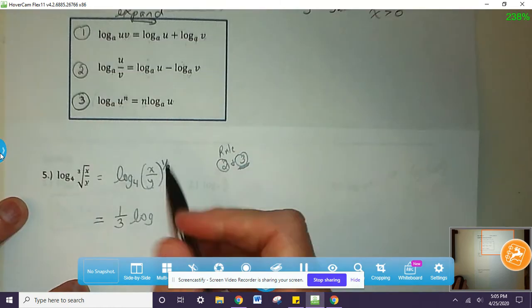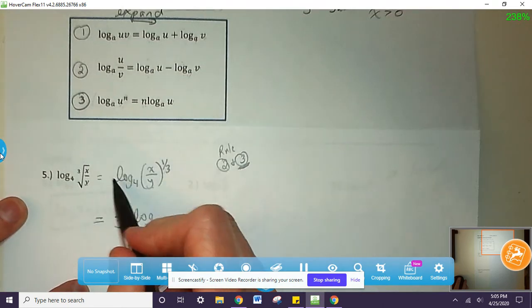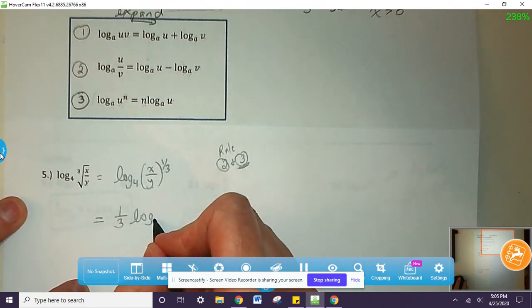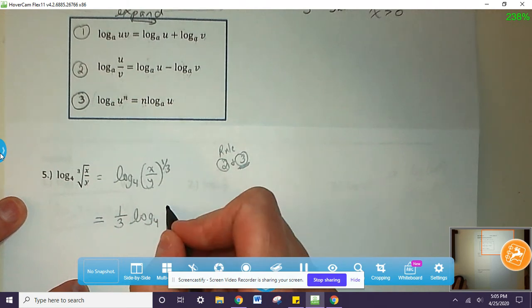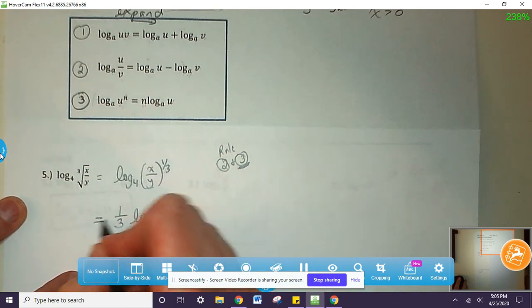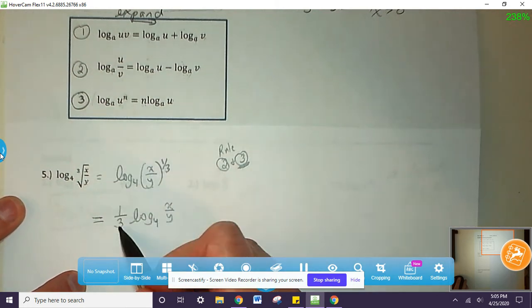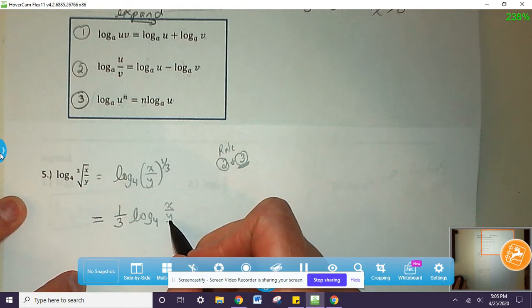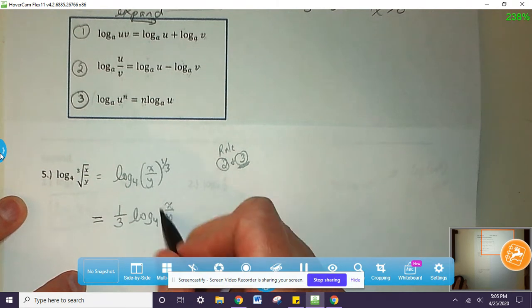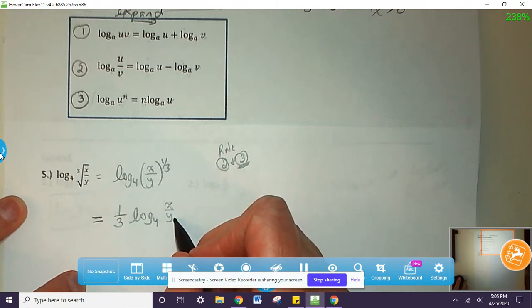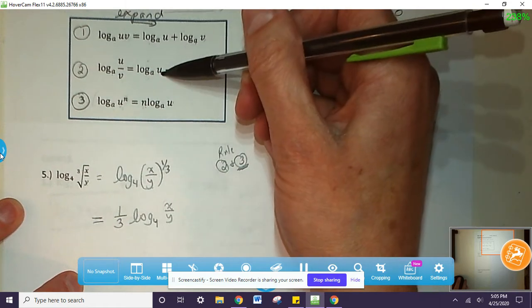There we go. So I can swing that 1/3 around to the front, and then I have log, I keep the base of 4, and then what's inside is the x over y. So I just applied rule 3. I just swung that exponent around to the front. Now when I look inside, I still have a quotient. That's how I know I'm not finished. So what we have to do next is apply this rule here.